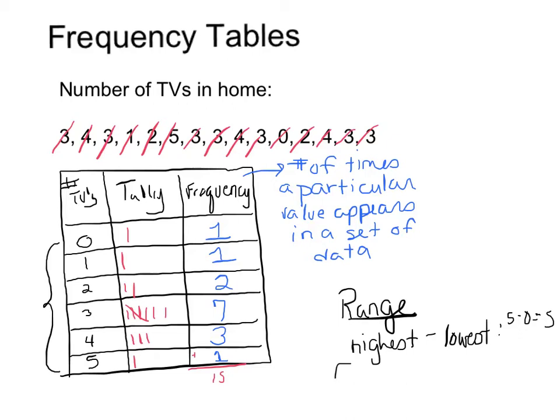Sometimes, though, we will also talk about the data going from 0 to 5 as well. So the range is actually 5, but it's important to realize that that value of 5 means that all the data spreads from the value of 0 TVs up to 5 TVs.